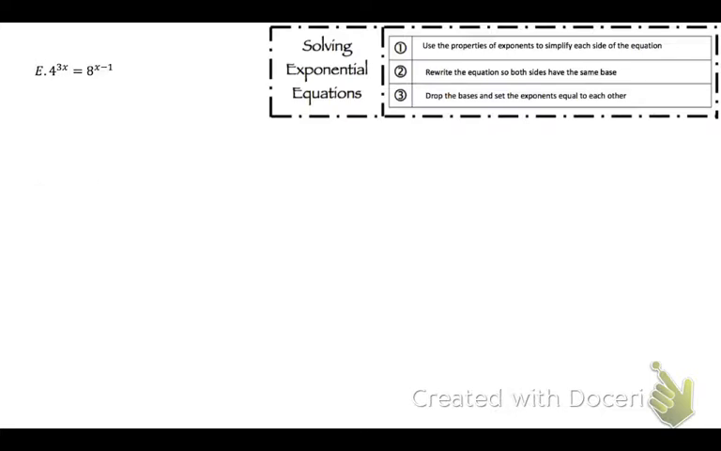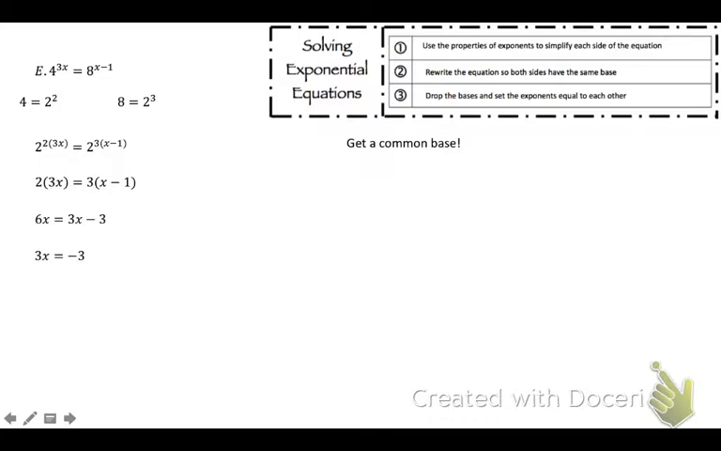Now this one, we're going to have to change both bases because 4 to some power will never equal 8. But 4 is the same thing as 2 squared. 8 is the same thing as 2 cubed. So I'm going to replace the 4 with 2 squared. I'm going to replace the 8 with 2 cubed. Now we have the same base. You can drop those. So that's 2 times 3x equals 3 times x minus 1. So that's 6x equals 3x minus 3. Subtract the 3x over, 3x equals negative 3. Divide by 3, you get x equals negative 1.